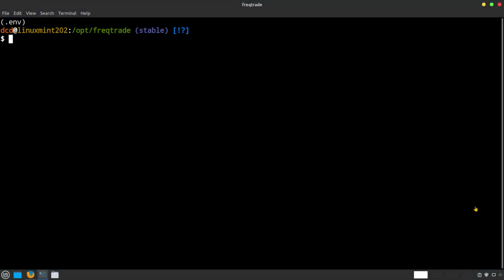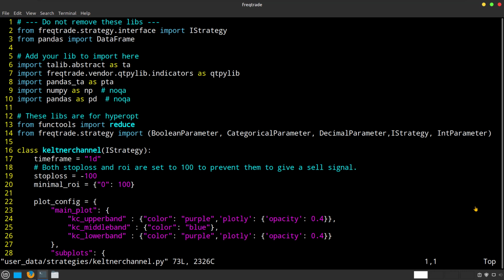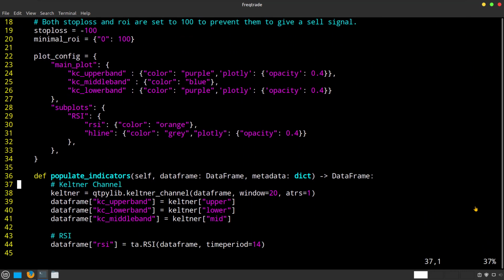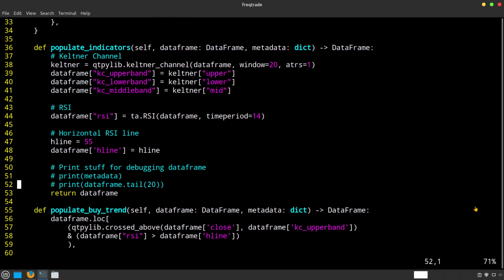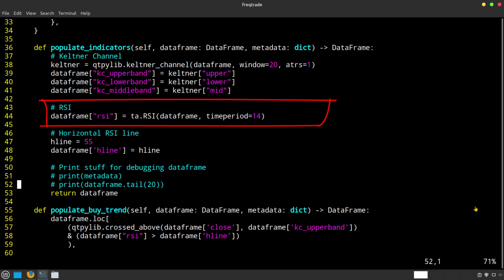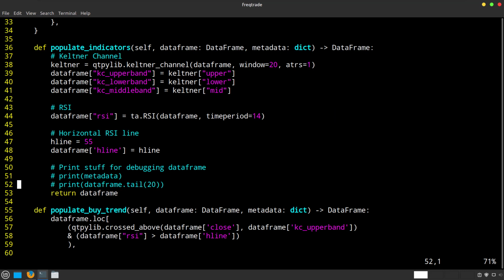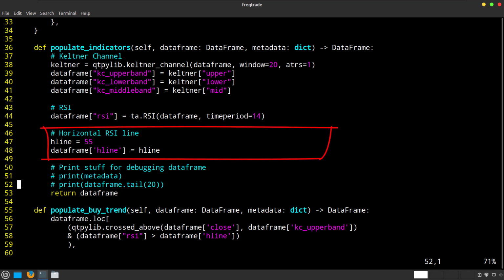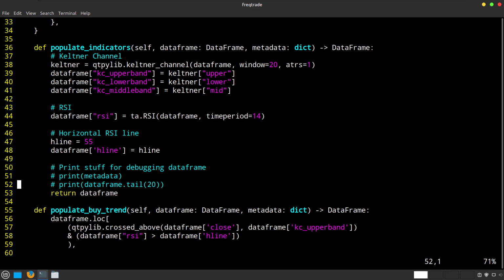To execute this strategy, I have created the following code. In this section you see the indicators that I am using. I use the Keltner channel indicator from the ta-lib library. And I am using the RSI indicator from the TA library. What you can also see is the horizontal RSI line of which I made a data frame column. This way I can show a horizontal line on the RSI indicator in my chart plots.